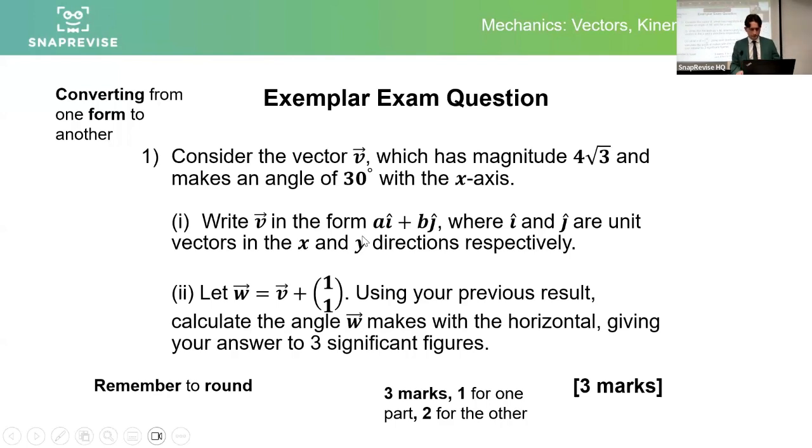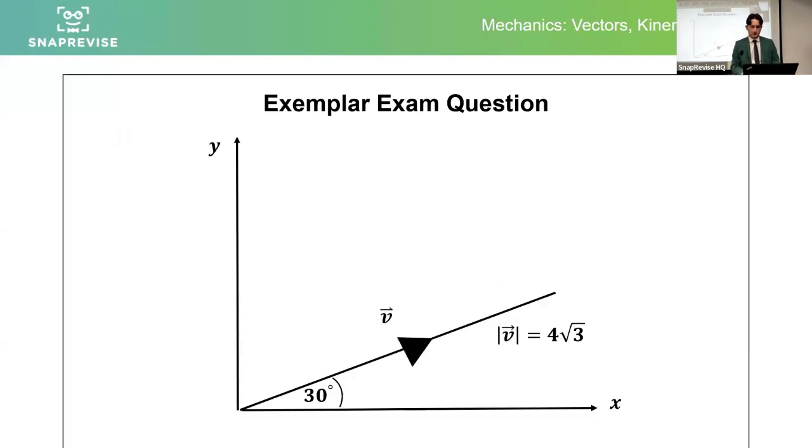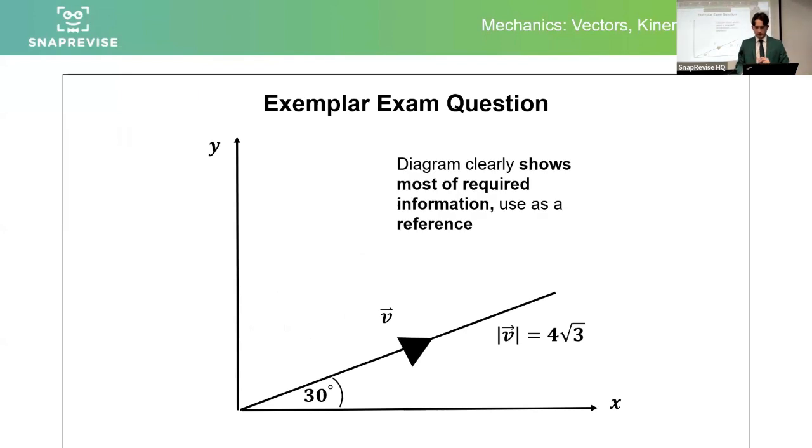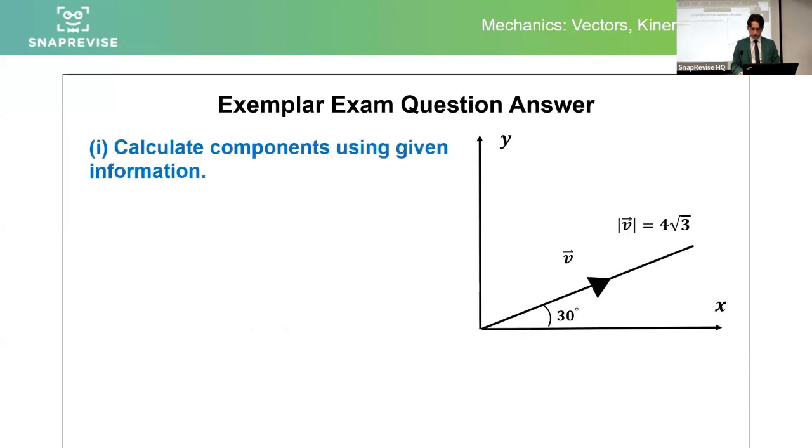Okay, here we go. So let's have a little look. So we're considering the vector with that magnitude and that angle with the axes. So there we are. That's the vector drawn out. Let's have a little look. So the diagram clearly shows most of the required information as a reference to the question. So we want to calculate the components using the magnitude and the angle. Right, so let's do that.